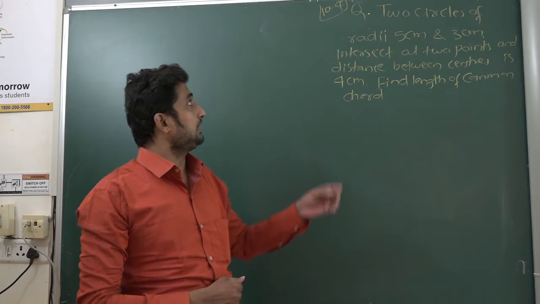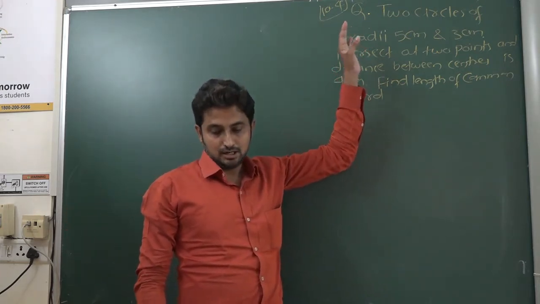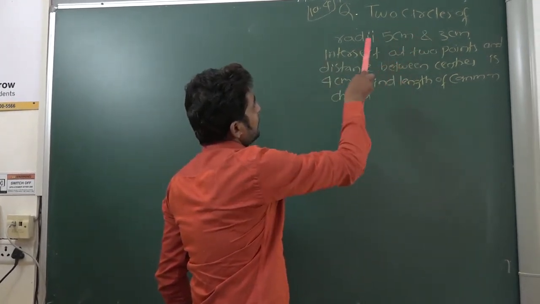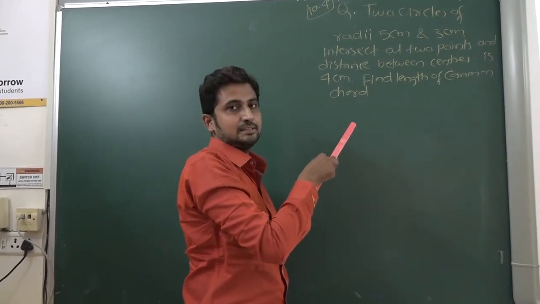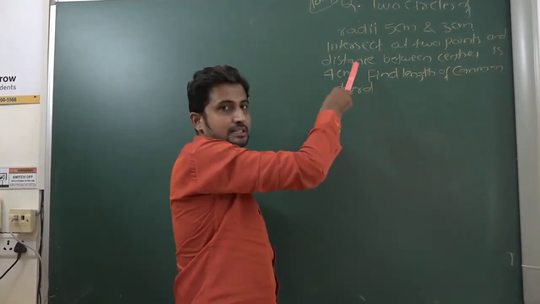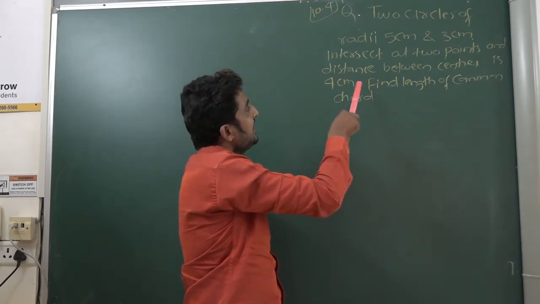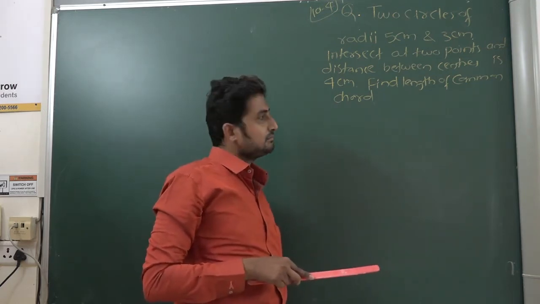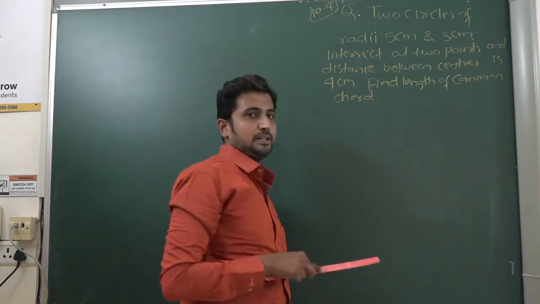In this video, we will discuss exercise 10.4. In this question, there are two circles with radii 5 cm and 3 cm. They intersect at 2 points, and the distance between the centers is 4 cm. That is what is given. Then we are asked to find the length of the common chord.